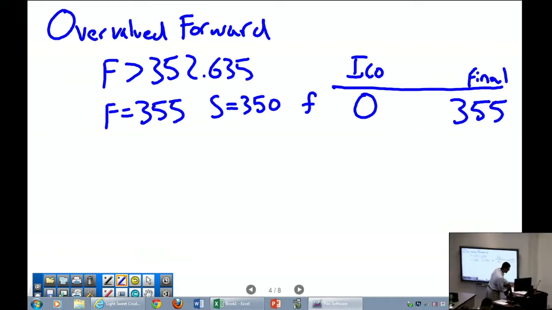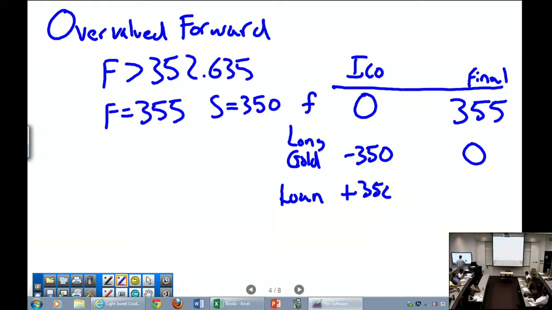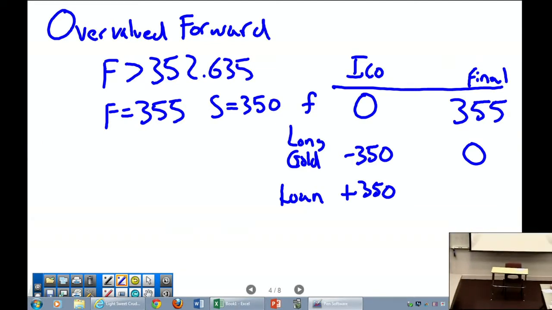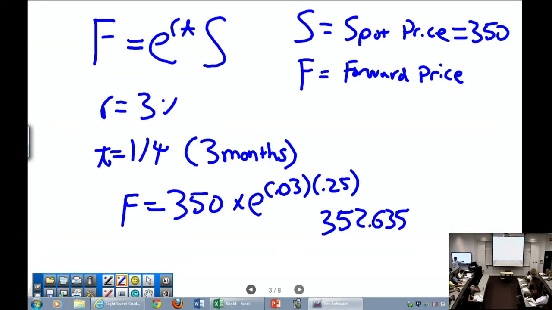So you're going to go and buy the gold, it's going to cost you $350, right? And you're going to have a loan here, which is going to be money coming to you. And if you borrow that money at 3%, you're going to have to pay back in 90 days exactly that, right? If you want to know where that number came from, that's it. It's just that. Going forward, that's what I would pay back if I borrowed $350. That's what I'd have to pay back in 3 months.